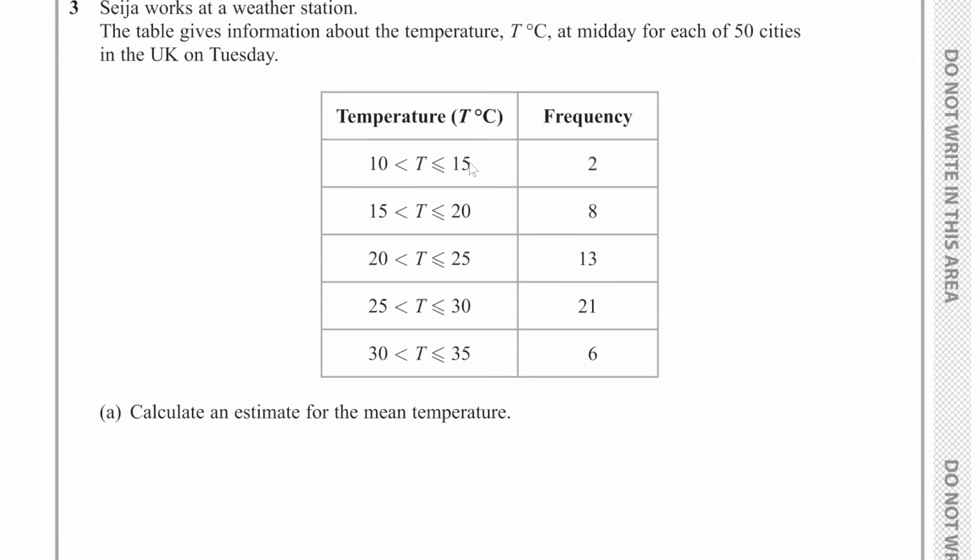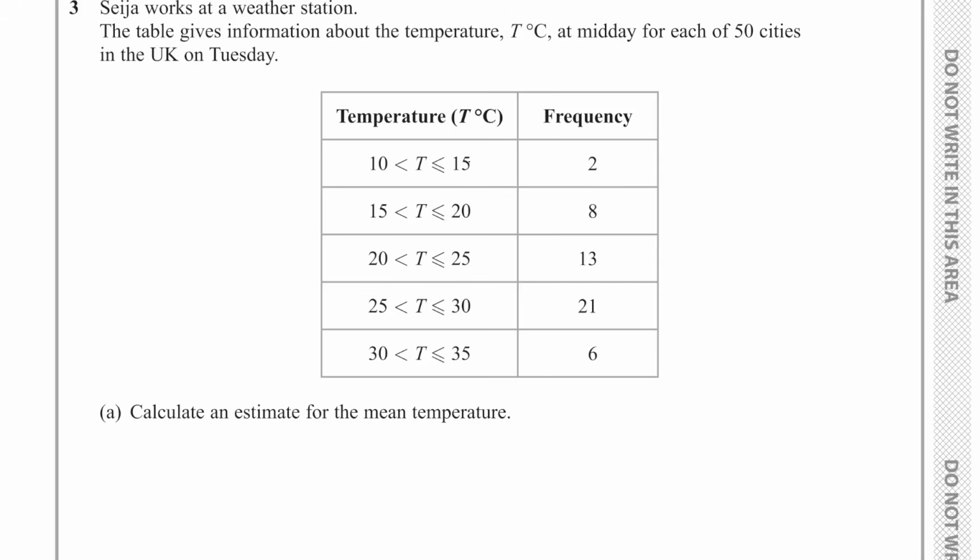Question 3. Seeger works at a weather station. The table gives information about the temperature, T degrees Celsius, at midday for each of 50 cities in the UK on Tuesday. Calculate an estimate for the mean temperature. So we've got 50 cities. We don't know the exact temperature at each city, so we're estimating. And to estimate, we're going to use the midpoint.